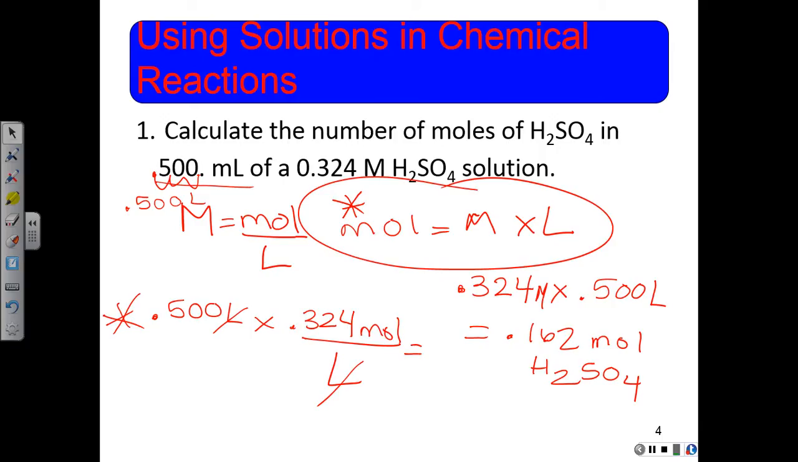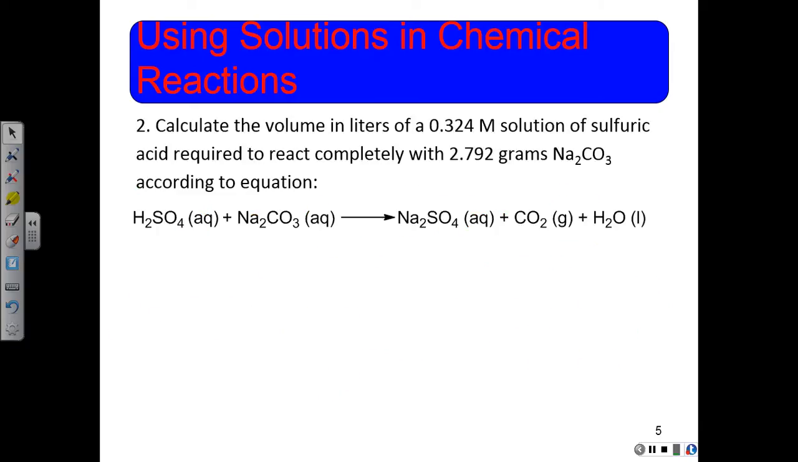All right, now we're going to throw in a reaction. Anytime you see a reaction, of course it needs to be balanced. This is already balanced for you. And this time we're looking at a solution. As you notice here, we have AQ, aqueous, which just means an aqueous solution, meaning in water. This time we're given grams for our starting amount: 2.792 grams of sodium carbonate, right here. But we're trying to find the volume of sulfuric acid.